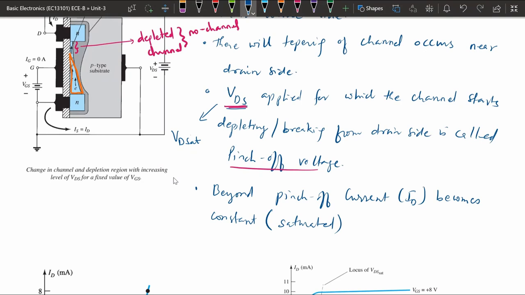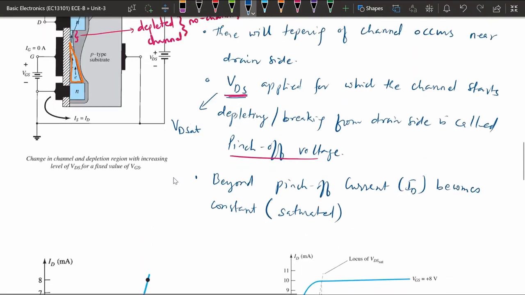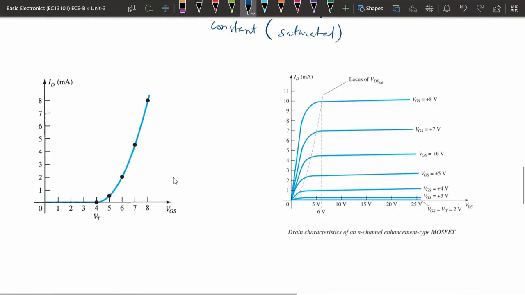Going with this analysis, we can now see the transfer characteristics and the drain characteristics.